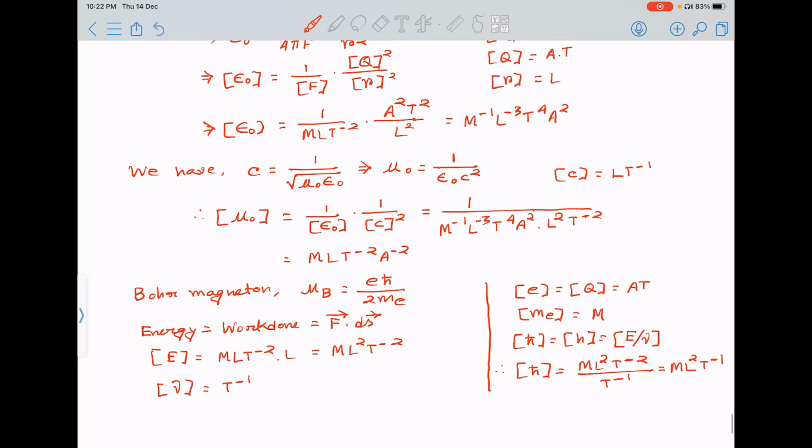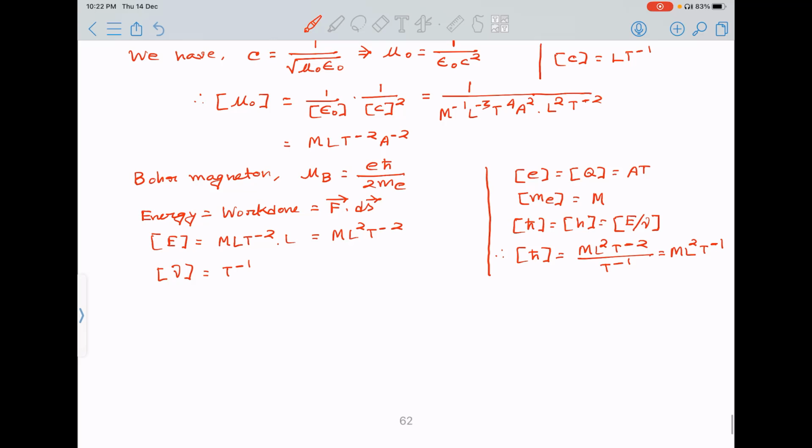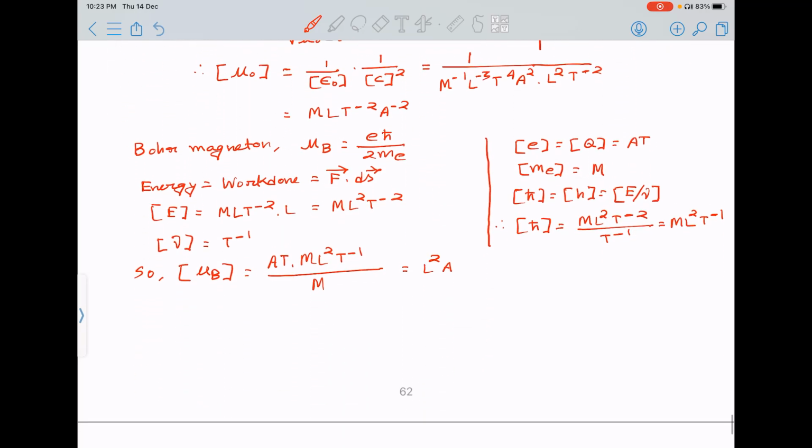Let's separate these things out. So the dimension of mu B should be charge, so A T, times h cross, that is M L square T to the power minus 1, divided by the dimension of mass, that is M. So it would come out as L square A. And the last quantity is the fine structure constant.